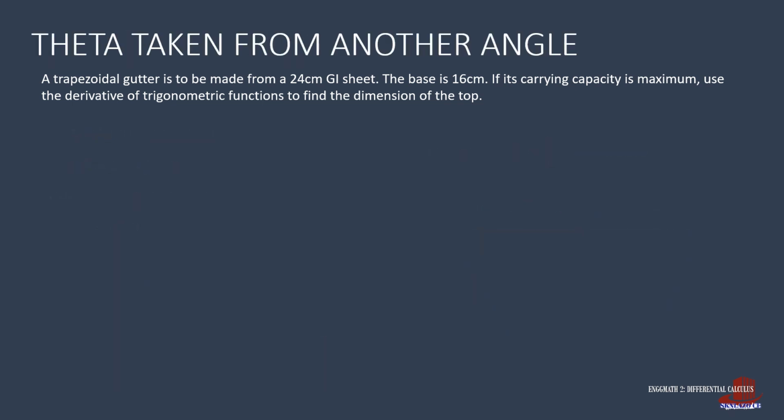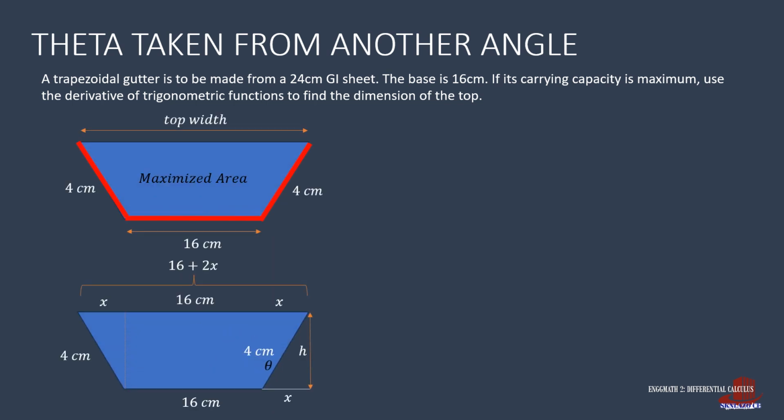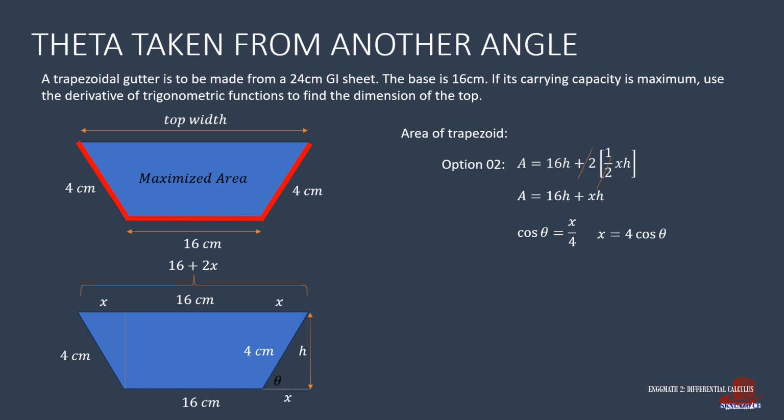What if theta is taken elsewhere? Instead of locating theta inside the trapezoid, theta is placed right outside. Cosine theta is then x over 4, which makes x as 4 cosine of theta. Sine of theta is also h over 4, where h is 4 sine of theta. The function of area is then 16 times 4 sine theta plus 4 cosine theta times 4 sine of theta, which then is reduced as 64 sine theta plus 16 sine of theta with cosine of theta.